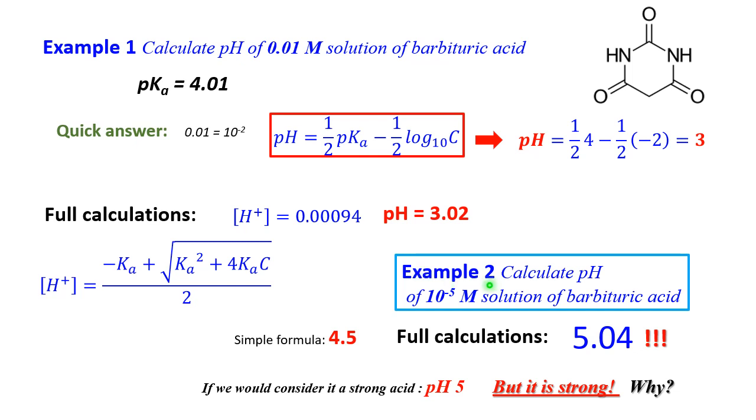Now, let's look at the next example. Let's calculate the pH of a 10 to the negative 5 molar solution of barbituric acid. The simple formula will give me 4.5. But full calculations, like here, will give me 5.04. It's a very significant difference. Now, if we consider that our acid is strong, for 10 to the negative 5, I can simply say that pH is 5. So my acid behaves like it's a strong acid. Oh, what's going on? Why?